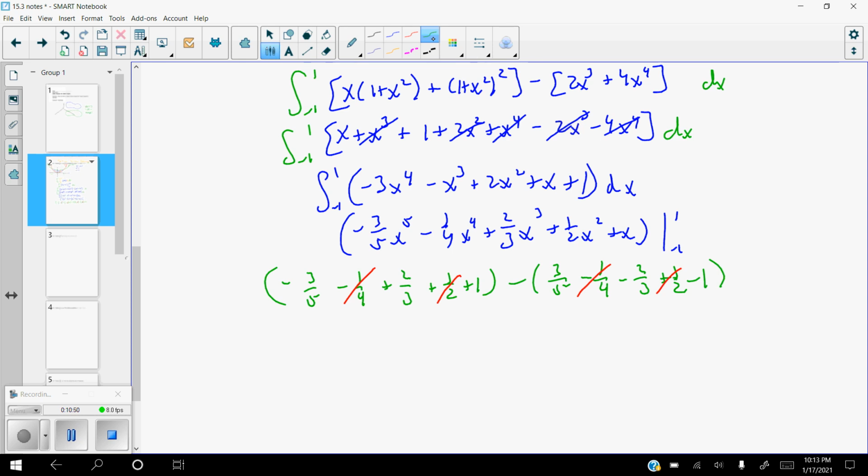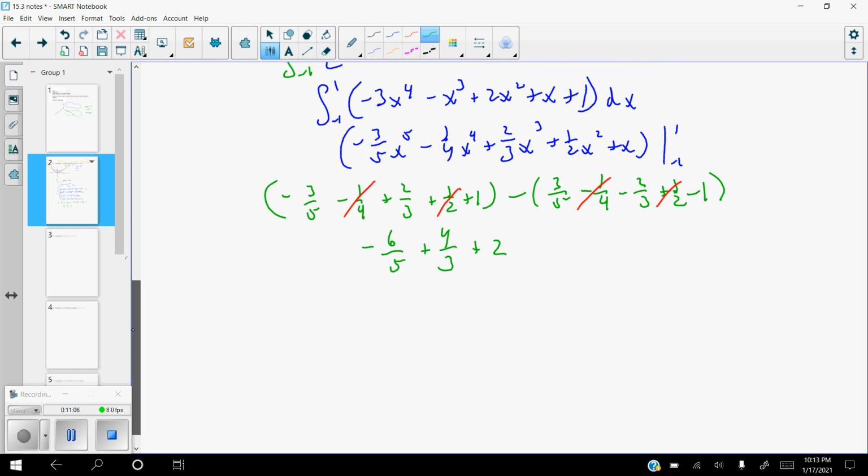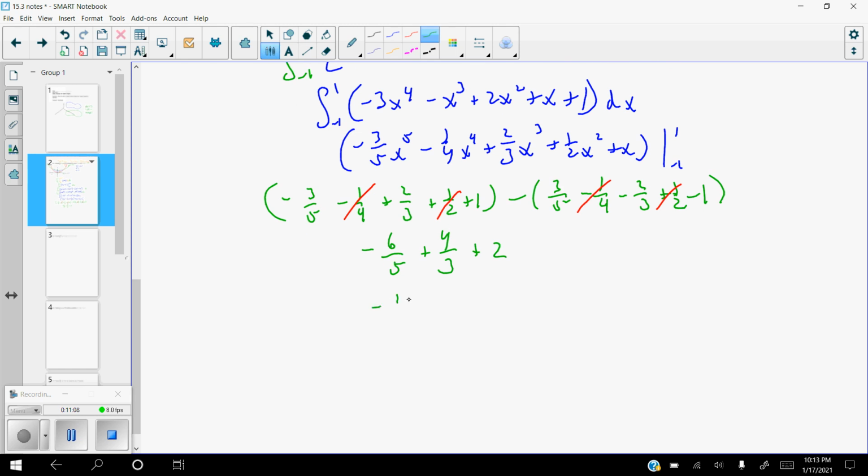So we're going to have -6/5, 2/3 minus -2/3, so +4/3, and +2. So it looks like we're going to have to put everything in terms of 15ths here. So that's going to be -18/15 plus 20/15 plus 30/15. So -18 and 20 is 2, plus 30 is 32/15.